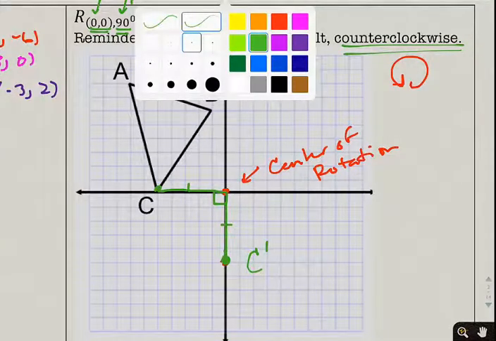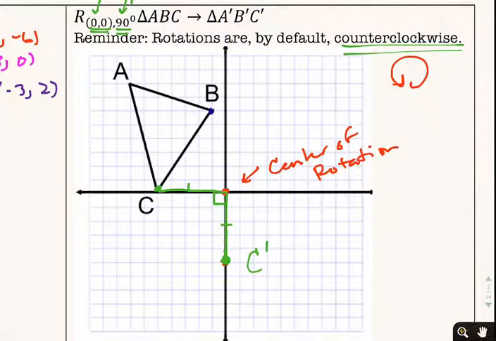So when I'm moving B, I can take kind of the same tactic. If I consider, ooh, that's not a perfectly straight line. Let me try that one again. So if I consider this length right here, I have to replicate that out to B prime, but I have to make sure the angle is also 90 degrees.